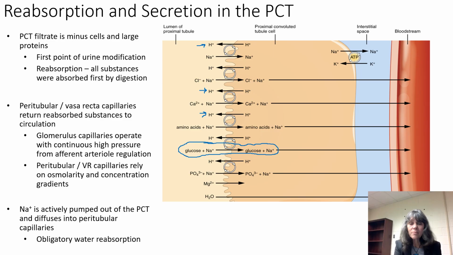But it's not the only molecule that's co-transported. Amino acids are co-transported with sodium. Phosphates are co-transported with sodium. Magnesium comes in on its own, but calcium also gets co-transported with sodium, as does chloride. So a lot of things get co-transported with sodium, and then water likes to follow with all of these solutes and has that obligatory osmotic effect.